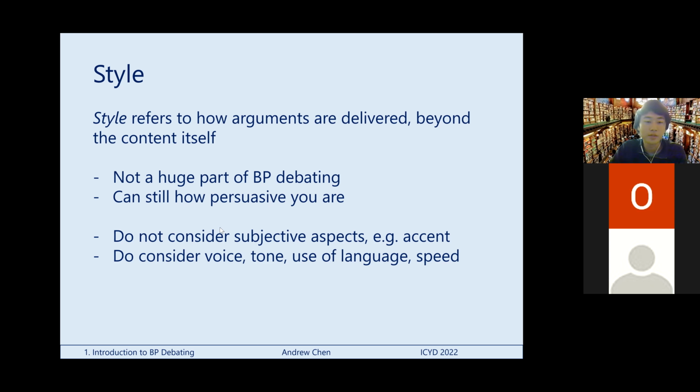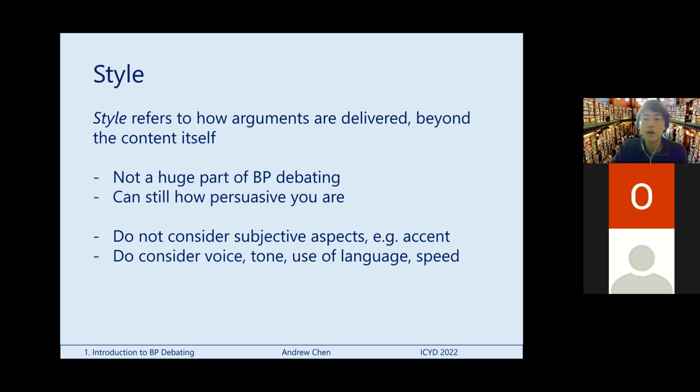So what do we consider when it comes to style? We don't consider subjective aspects such as the speaker's accent, because that would be quite discriminatory. However, we do consider aspects such as voice, tone, your use of language, the choice of words you use, and the speed that you speak at. I think speakers are more interesting to listen to if they vary their tone. If you're talking about a very serious situation, your tone should suit that. If you speak really, really fast and no one can understand you, that's going to hurt your case as well. So be aware of these things. It's not the biggest focus of BP debating, but style can affect how persuasive you are.